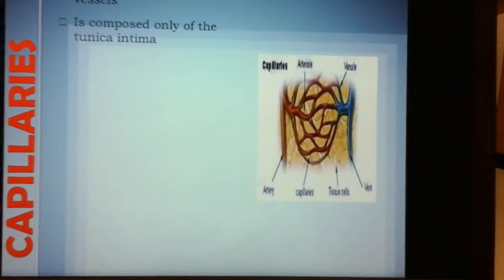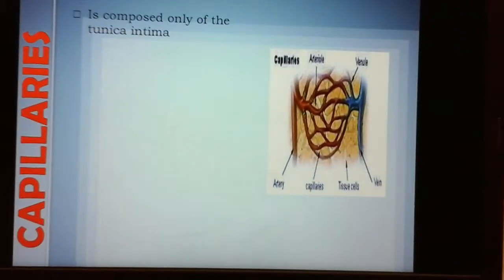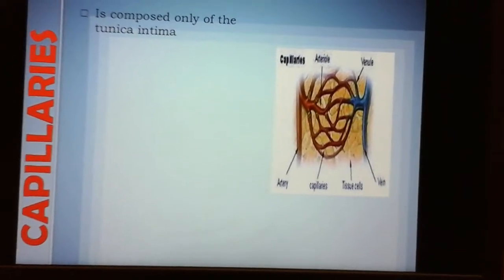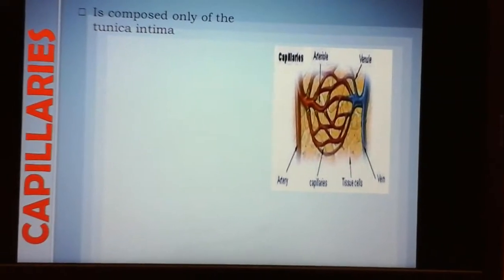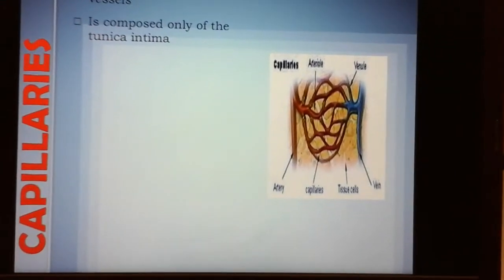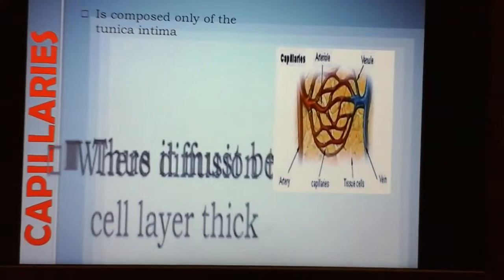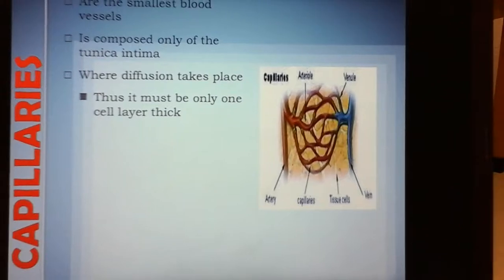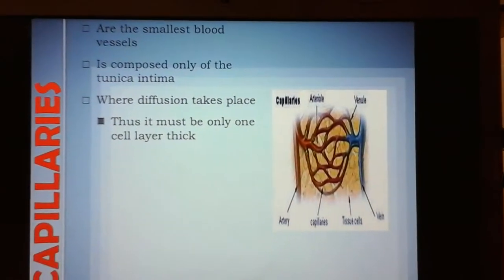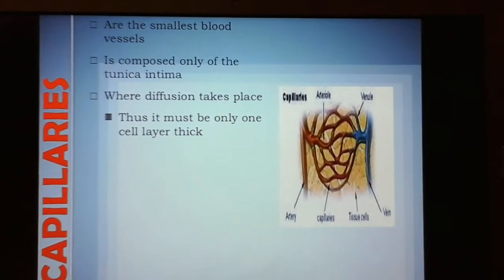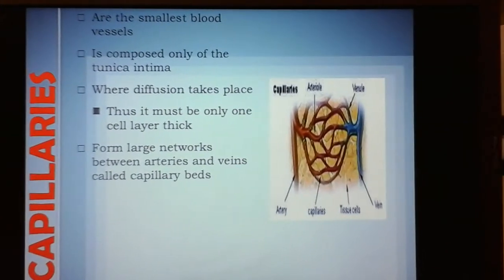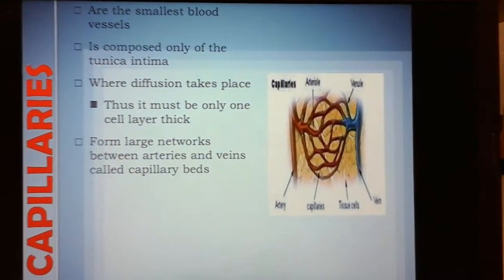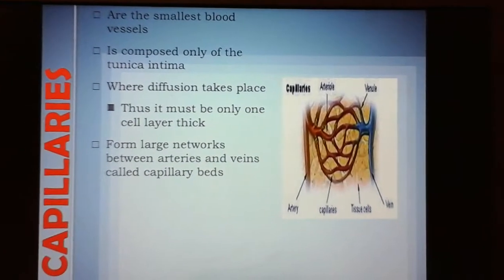And blood moves through capillaries by pure pressure. It's like going from a 4-lane road to a 2-lane road to a 1-lane road. Your blood pressure builds up. Okay? You get irritated. So without the tunica media, your capillaries cannot pulsate. Okay? Again, this is where diffusion is going to take place. So the cell must be only one layer thick. And like I mentioned, they form large networks between arteries and veins, which are called capillary beds.